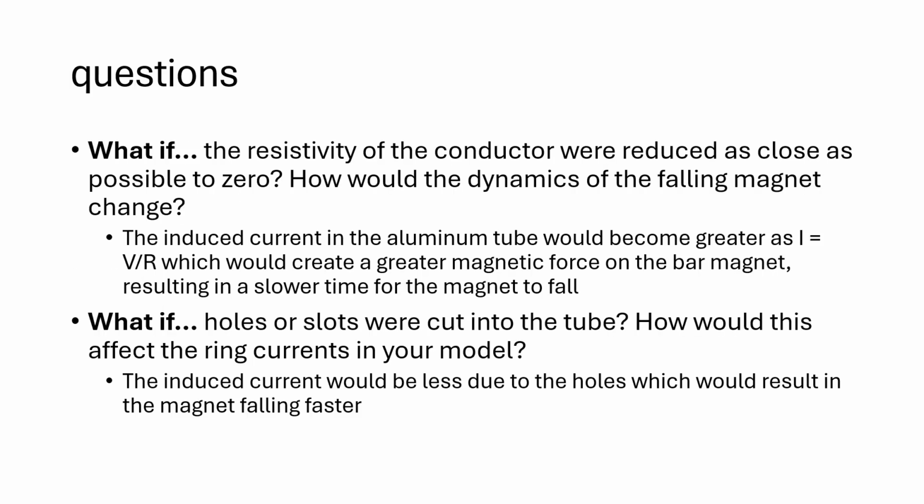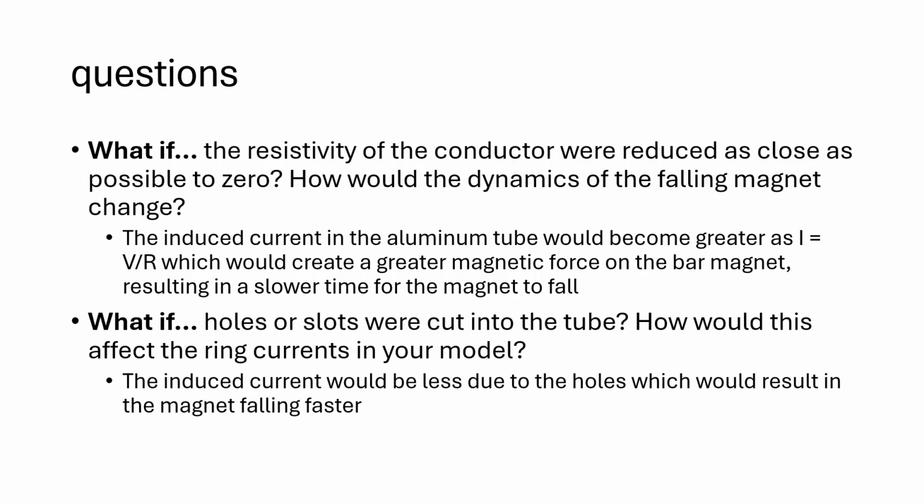Now we're going to answer some questions related to this lab. What if the resistivity of the conductor were reduced as close as possible to zero? How would the dynamics of the falling magnet change? The induced current in the aluminum tube would become greater, as the current is equal to voltage divided by R. And if R is reduced as close as possible to zero, then the current would increase toward infinity, which would create a greater magnetic force on the bar magnet, resulting in a slower time for the magnet to fall.